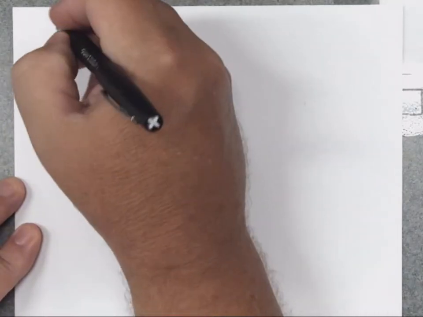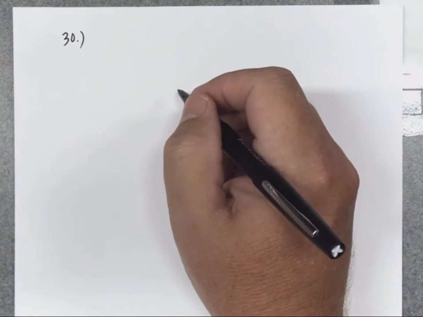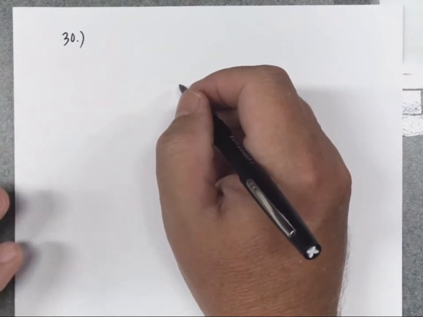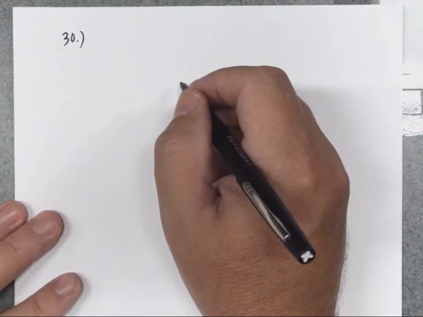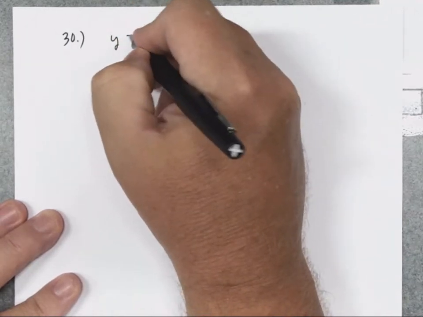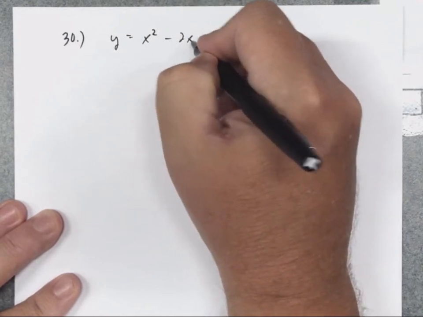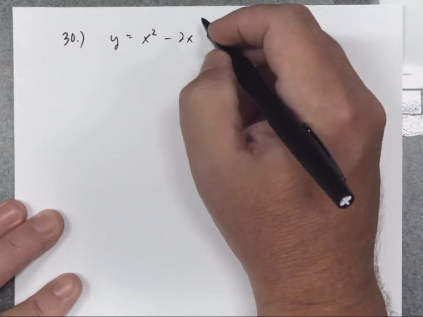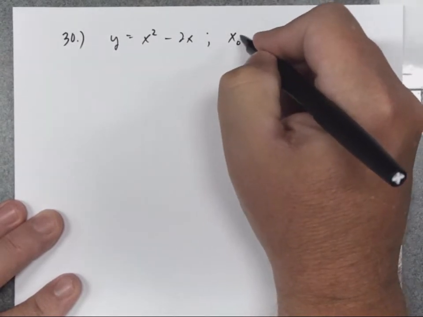Here is number 30. Instructions for 30 are find the rate of change dy dx where x equals x0. All right, let me explain this now. Here's the problem, y equals x squared minus 2x. This is called x naught.